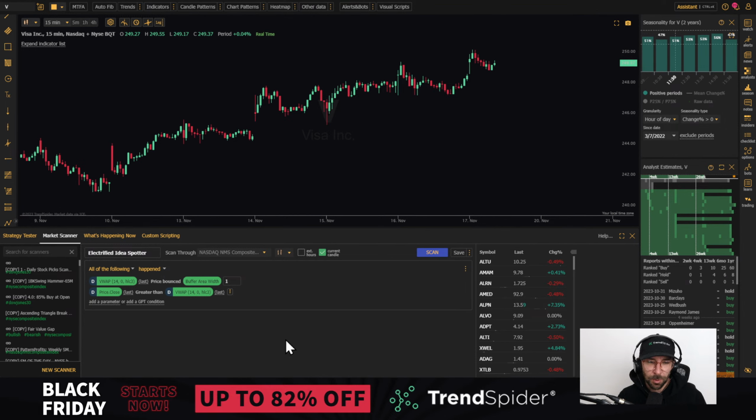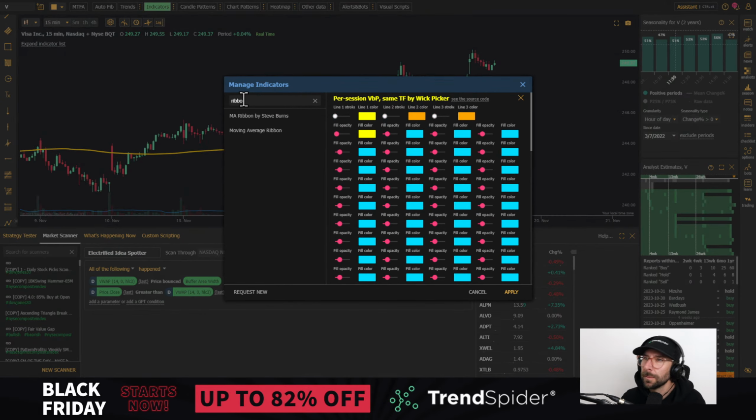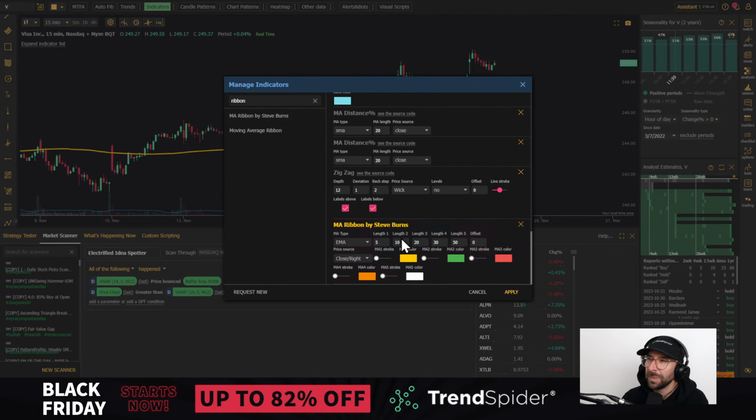Is there an indicator with multiple moving averages so that you don't have to add them separately? Yes, there is, sir. A couple of them. So type in ribbon. This MA ribbon by Steve Burns would be the one that I would use. You can choose multiple different moving averages. Obviously, simple and exponential are the two popular ones.